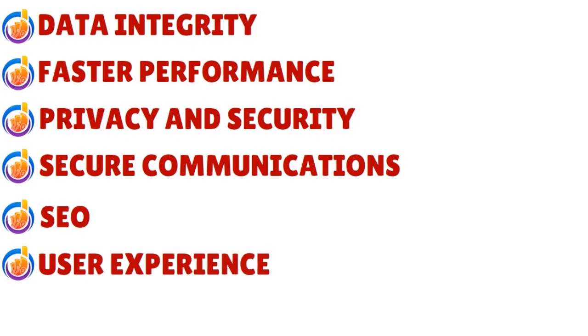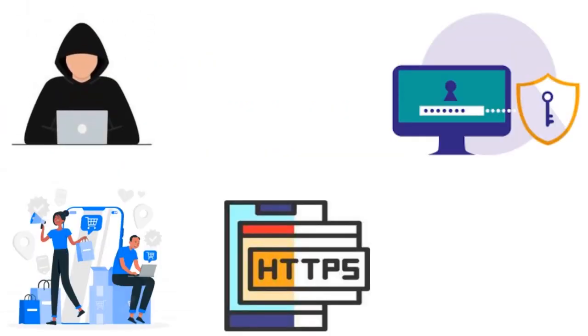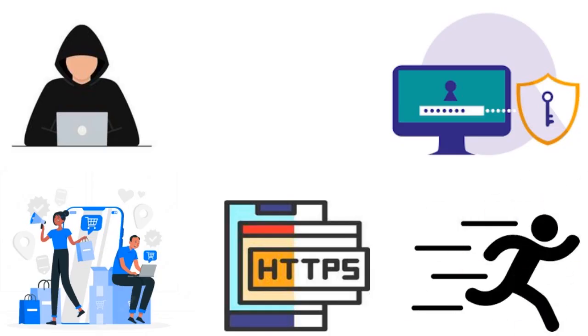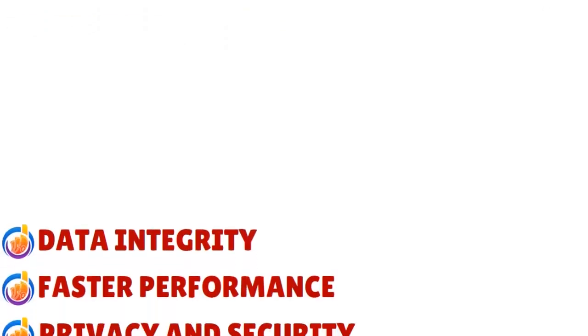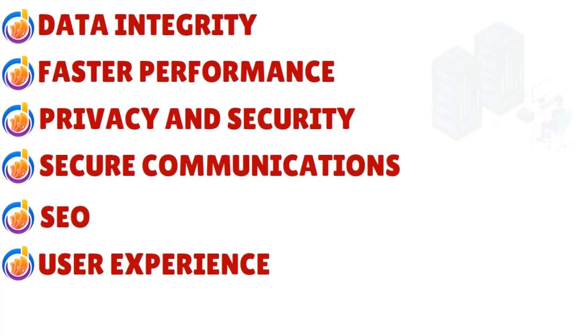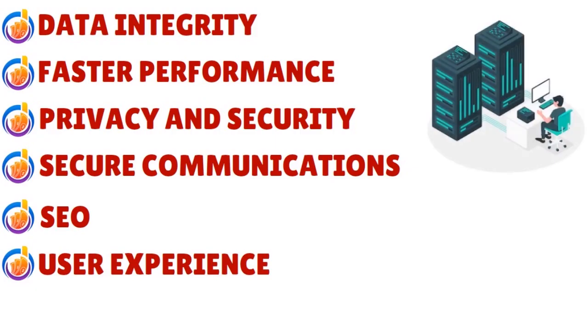When I speak about data integrity, data encryption and authentication between browser and website provide data integrity to prevent, let's say, cyber attackers from viewing sensitive information. You have faster performance because the speed of data transfers increases, because HTTPS actually reduces the data size. Privacy and security is also quite essential because HTTPS prevents websites from being hacked between browser and server. I mean, the risk always lies between browser and server. You also have secure communications.